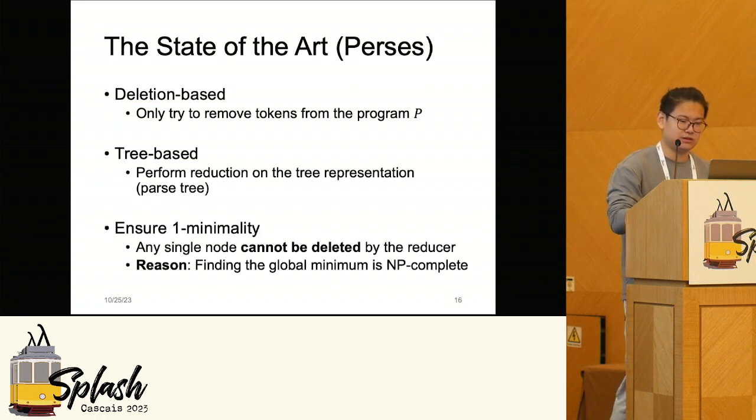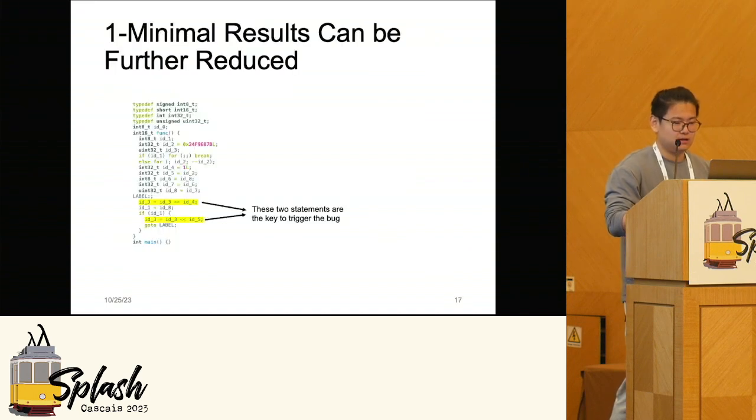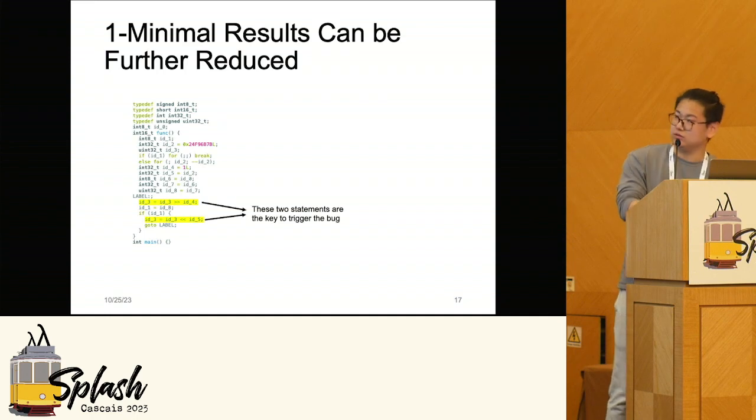And most importantly, Perses can ensure 1-minimality, which means that in the result produced by Perses, any single node cannot be deleted. So for program reduction, finding the global minimum is NP-complete. Therefore, 1-minimality was proposed as a relaxed goal for program reduction. And the 1-minimal result can actually be considered as a local minimum. However, there can still be many reduction opportunities in a 1-minimal result.